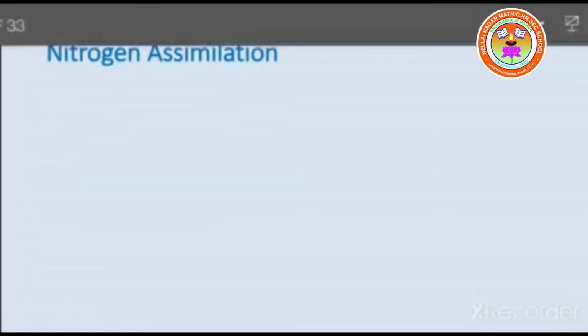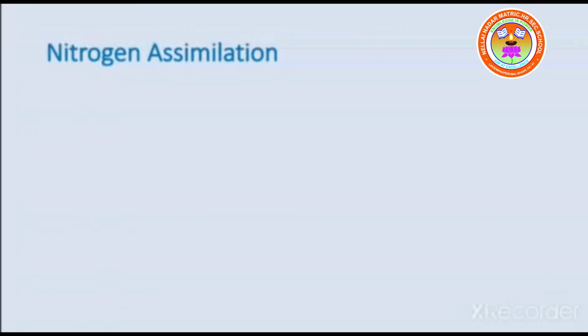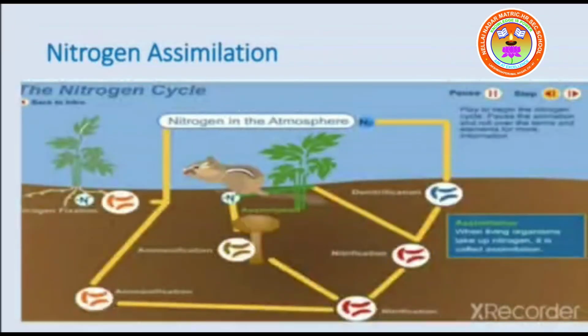Nitrogen assimilation: primary producers, the plants, take in nitrogen compounds from the soil with the help of their roots, which are available in the form of ammonia, nitrate ion, and ammonium ion, and are used in the formation of plant and animal protein. This way it enters the food web when the primary consumers eat the plant.